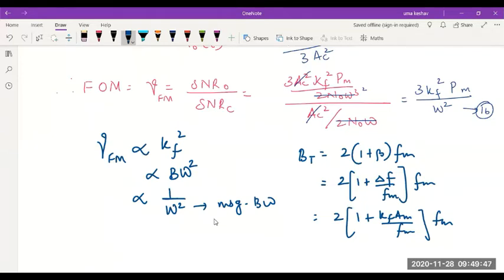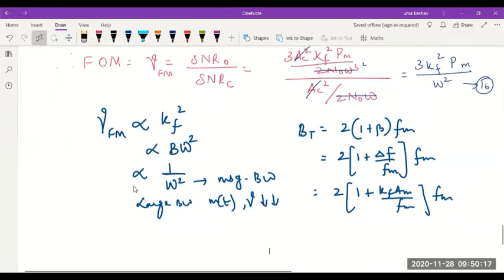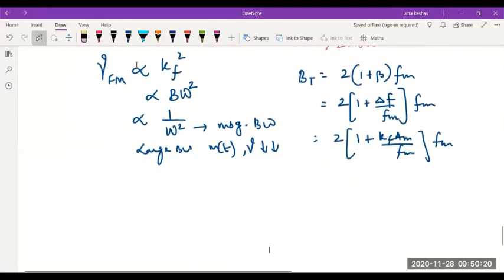You have a large bandwidth message. For a large bandwidth M of t, figure of merit will be lesser. If the bandwidth of the message is higher, the figure of merit will be lesser. Bandwidth of the message is lower, figure of merit will be higher. Inverse proportionality. Whereas it's directly proportional to the bandwidth of the FM signal. Anyway, there are a few contrasting things here which we'll not consider for now.